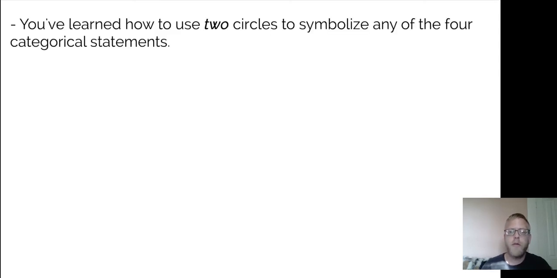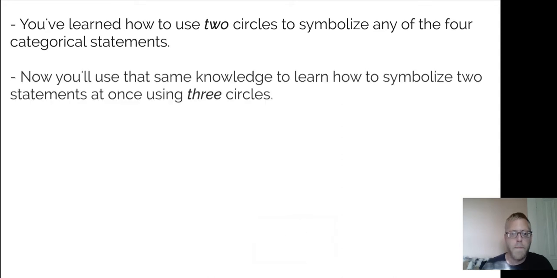So you learn how to use two circles, just two overlapping circles like that, to represent any of the four categorical statements that we looked at. And again, just four, get them in your head: universal affirmative, universal negative, particular affirmative, particular negative. So use that same knowledge just to learn how to symbolize two statements all at once using three circles.